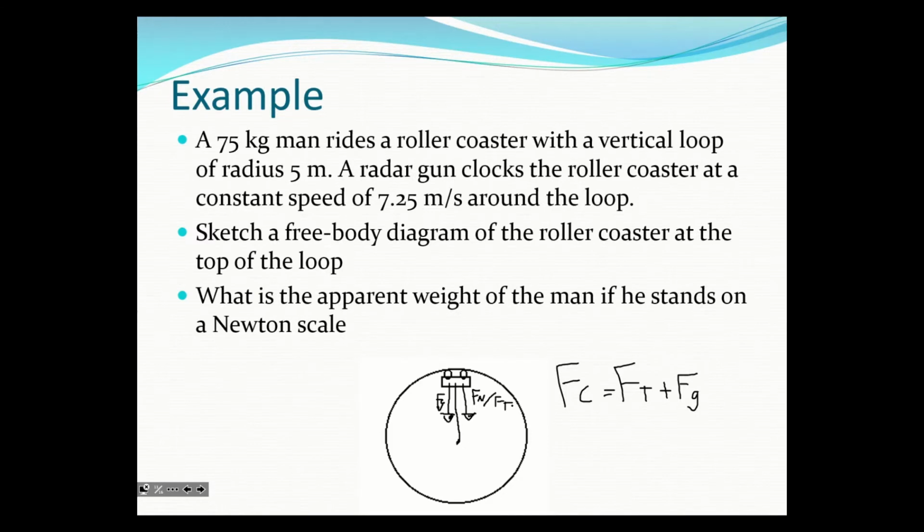What is the apparent weight of the man if he stands on a Newton scale while going upside down on a roller coaster? So this is our apparent weight. And this is our normal weight. Right? So we have apparent weight and we have a normal weight, and we want to find the man's apparent weight. So let's do this question.